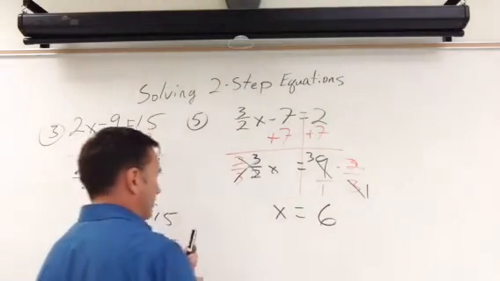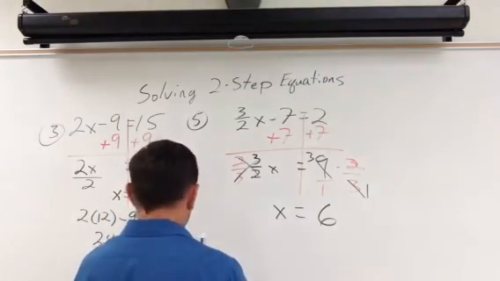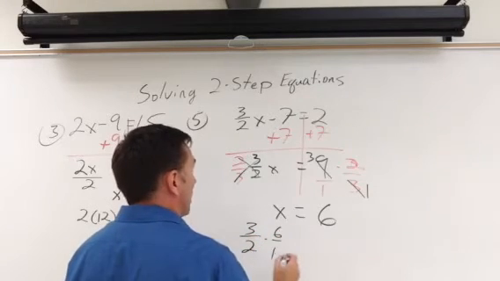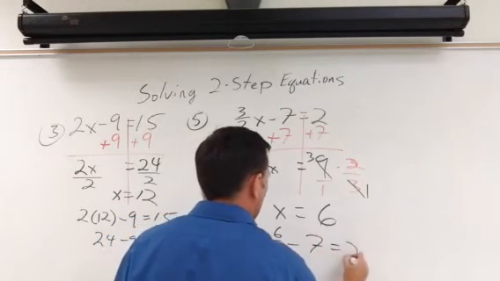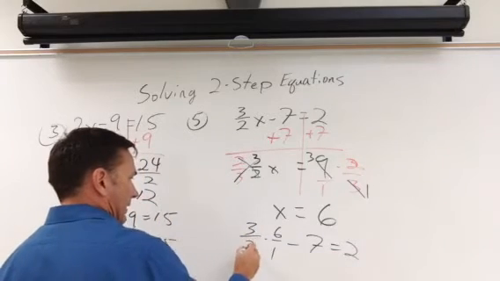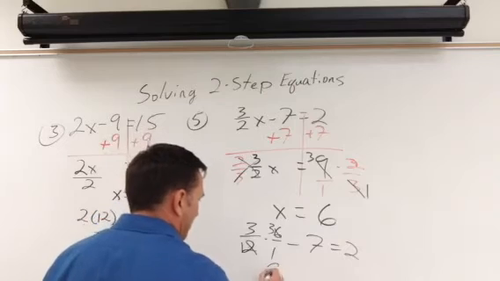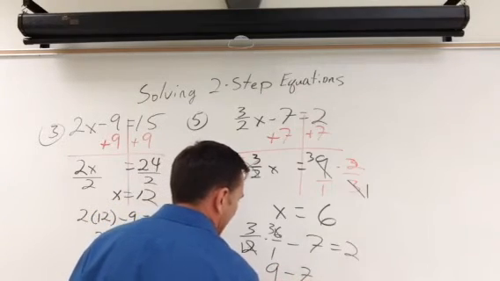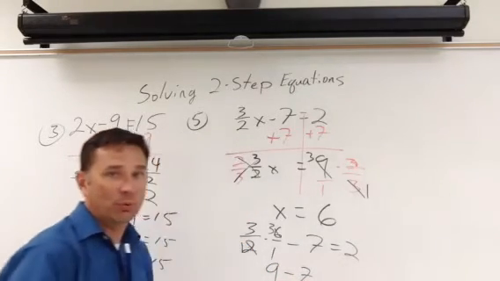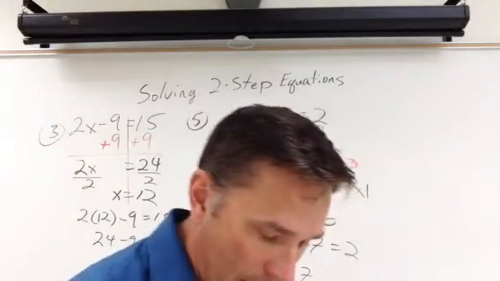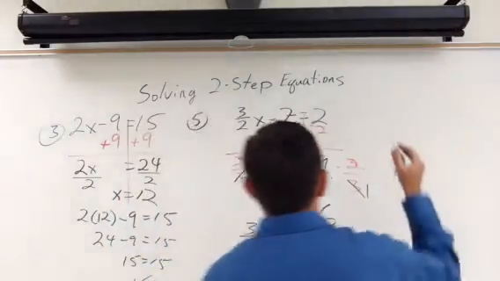Going back to plug this back in. 3 over 2 times 6 over 1 minus 7 equals 2. Again, the 2 and 6 reduce to 1 and 3. 3 times 3 is 9. And 9 minus 7 does equal 2. And that does work. Number 6.